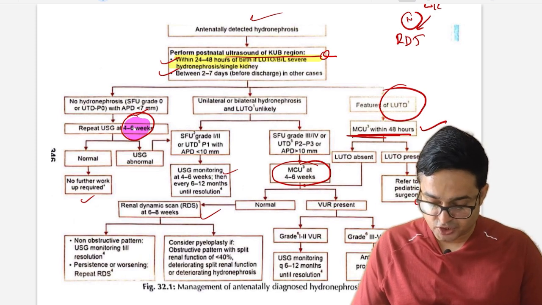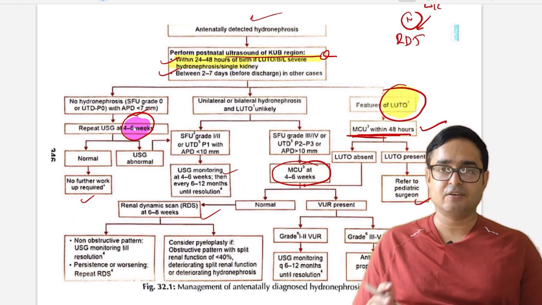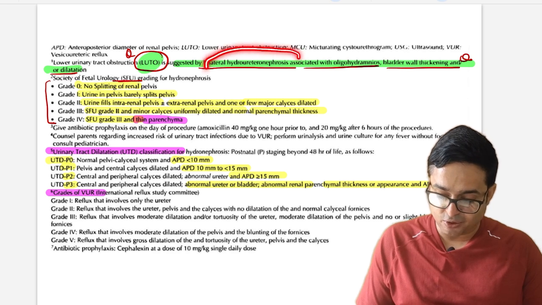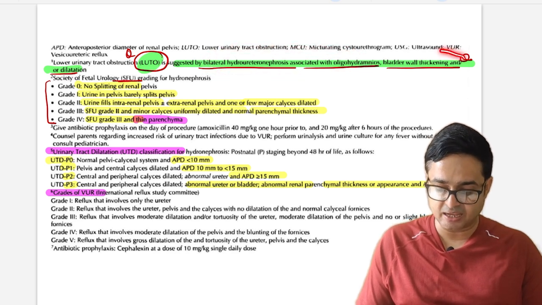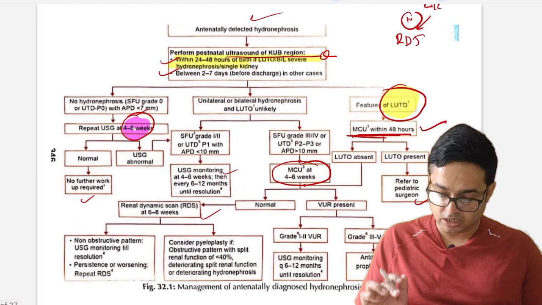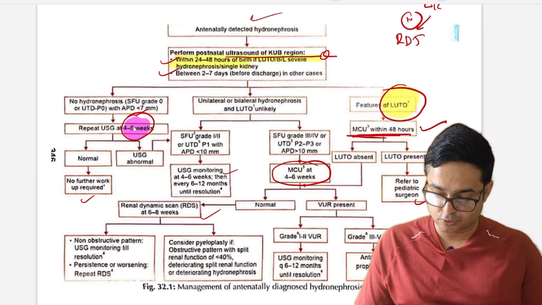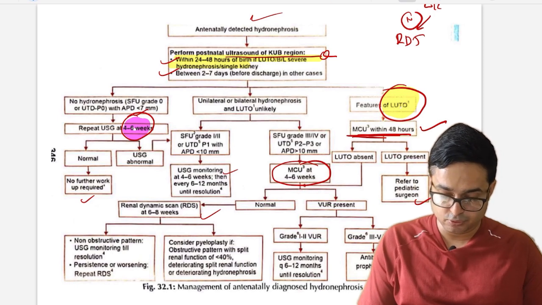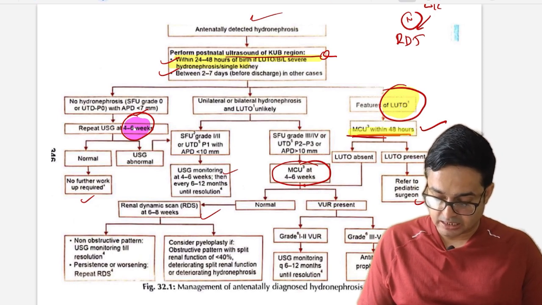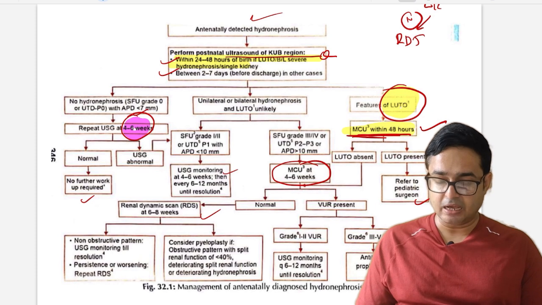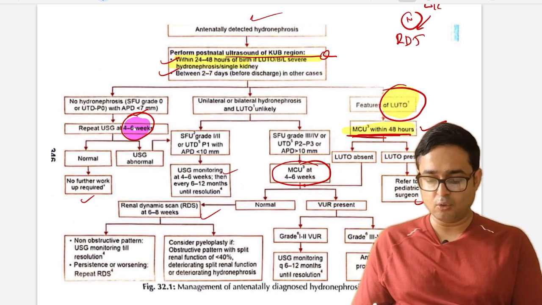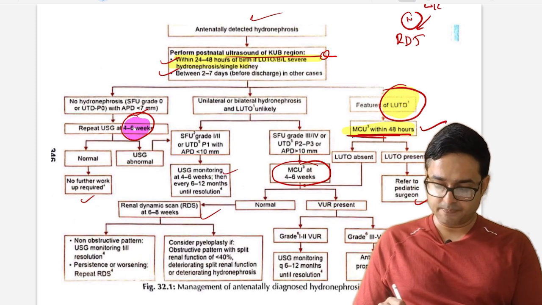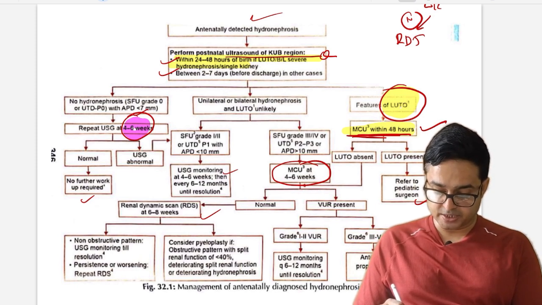If you found features of LUTO, what are the features of LUTO? You have to remember: bilateral hydronephrosis with oligohydramnios, bladder wall thickening and/or dilatation. So if you found features of LUTO, just remember previous year question, you have to do your MCU within 48 hours. If on doing MCU no lower urinary tract obstruction is present, it's okay. If it is present, refer to pediatric surgeon.